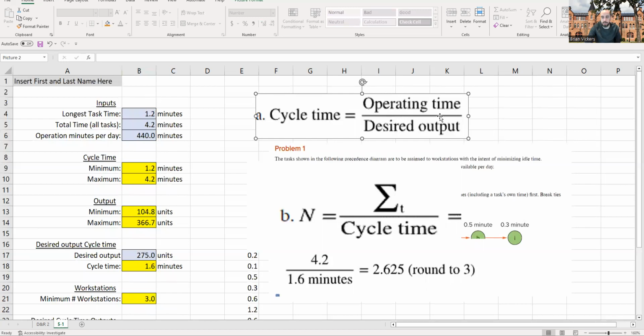You can rearrange, like I said, this to whichever one you're missing. Even if it was operating time. I want to get 200 units a day, and it takes me half an hour per unit. How long would I have to stay open to do that? You could rearrange it to find that number.